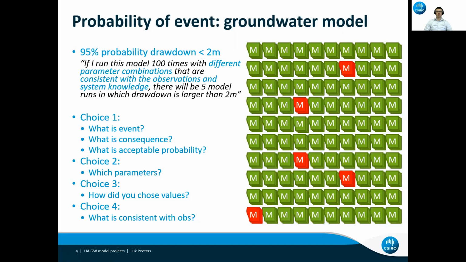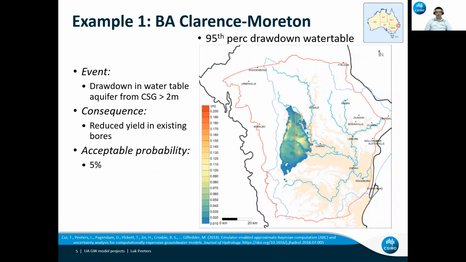So just to give you a bit of an example of that first choice, defining your model project. This has been a project I've been working on the last couple of years, the bioregional assessments in the Clarence Morton region in the north of New South Wales. Basically, the event that we were trying to estimate the probability of was a drawdown in a water table aquifer from coal seam gas water production deeper in the sedimentary basin. And what we're really interested in is the probability of that drawdown exceeding 2 meters. The consequence in this particular case was reduced yield in existing bores. And for the purpose of this modeling exercise, we defined the acceptable probability at 5%.